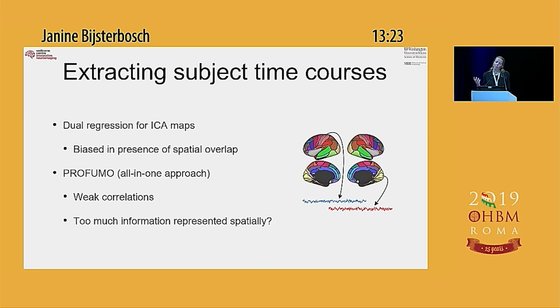There's also, for weighted nodes, other options. So you can use dual regression for ICA maps, although they are, as I'll explain on the next slide, potentially biased in the presence of spatial overlap. And again, there is Perfumo, which is this holistic combined framework, and it actually estimates the time series for you as well. One thing to note about Perfumo, I know I've said good things about it, but actually you get quite weak correlations afterwards. And so potentially, perhaps it represents too much information spatially to be a good node definition method, particularly for network neuroscience analysis.